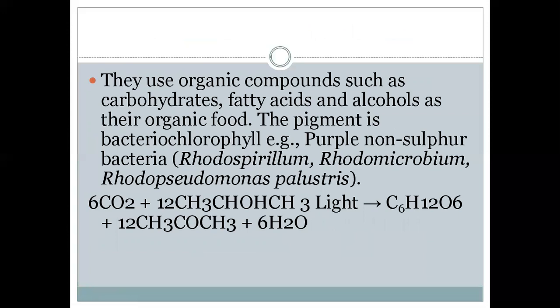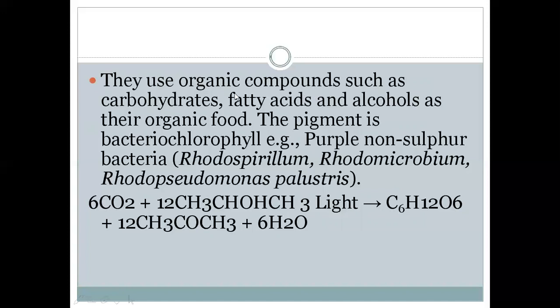And the pigment is bacteriochlorophyll. Example is purple non-sulfur bacteria, which includes Rhodospirillum, Rhodomicrobium, Rhodopseudomonas, etc. And this is the equation. So coming to the green sulfur bacteria, photoheterotrophs.